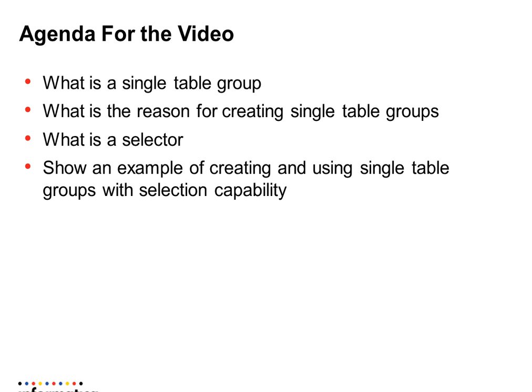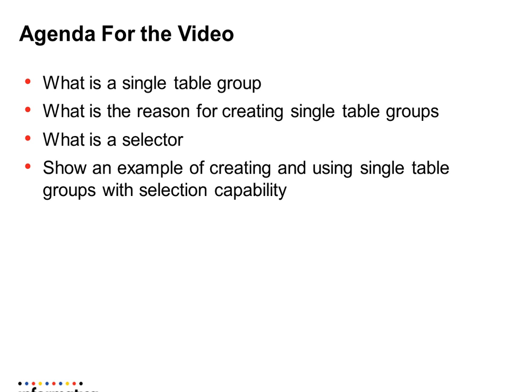If you have a multi-table group, then you would not have any selection criteria, and when you assign that to a project and process it, it will provision all the rows for each table that's contained in the group. But we're going to have one table assigned to a group, and we're going to add the capability of providing selection criteria.